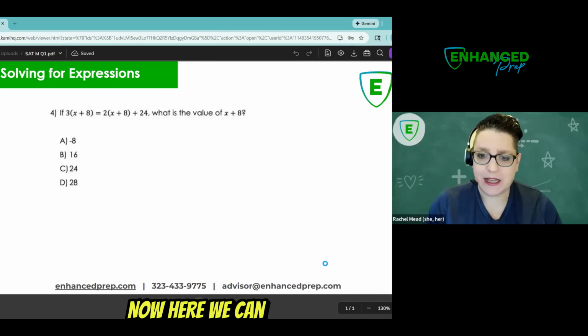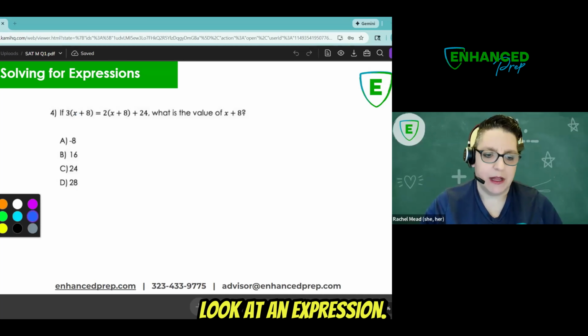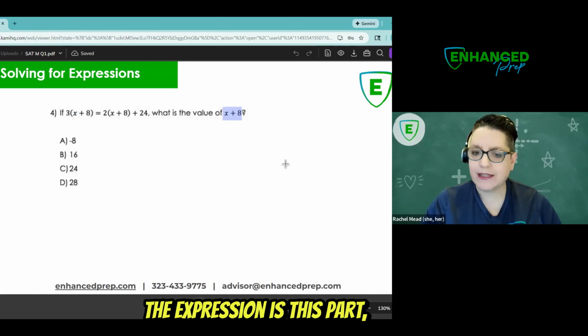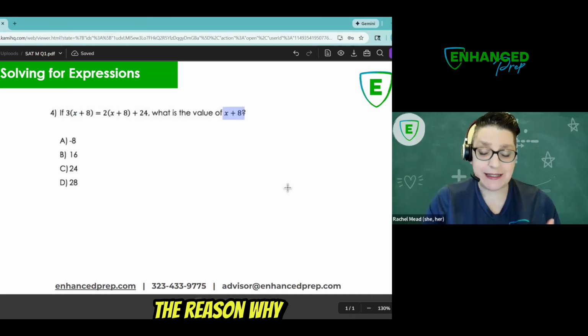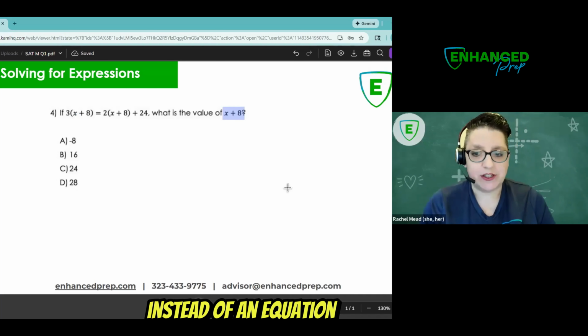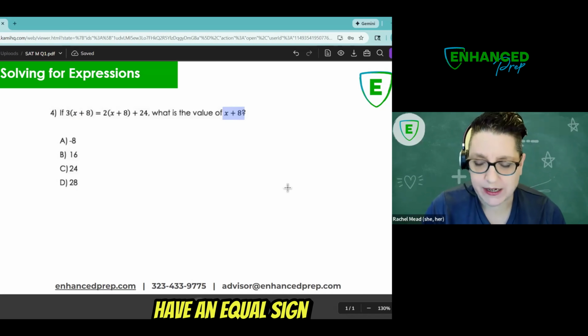Now, here we can see that we're taking a look at an expression. The expression is this part, x plus 8. The reason why it's an expression instead of an equation is it doesn't have an equal sign attached to it.